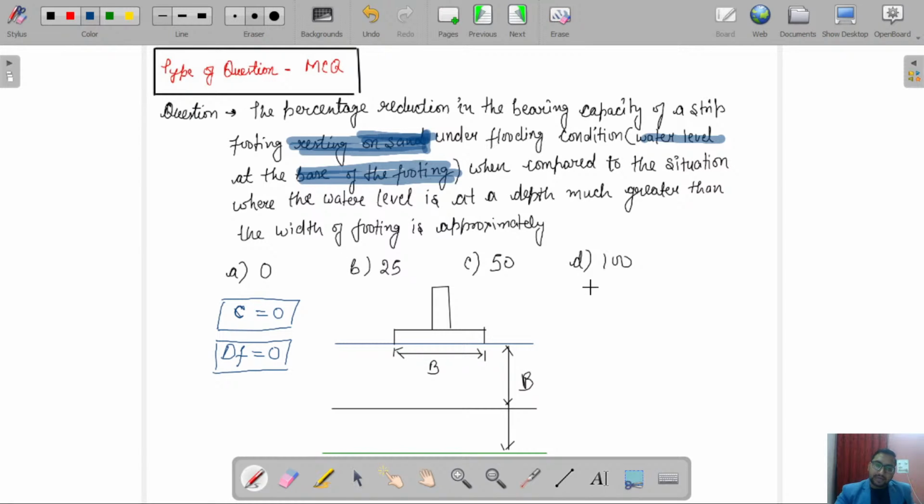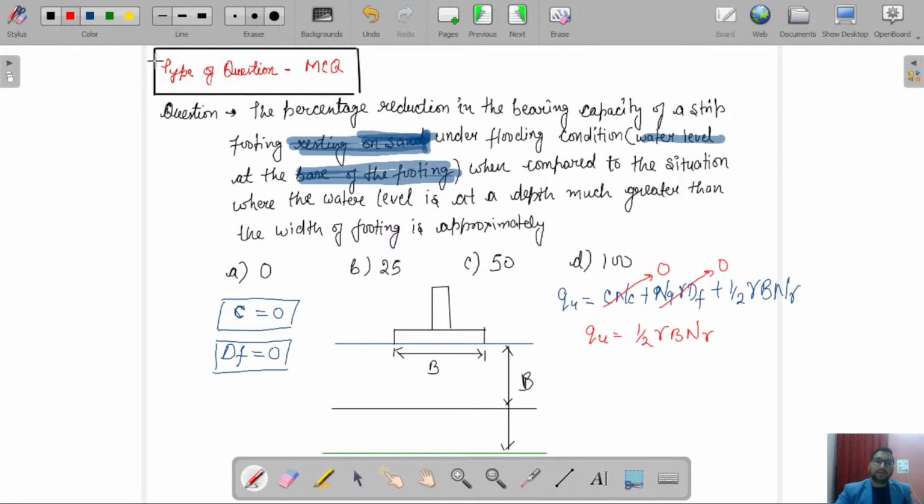Now if I calculate QU according to Terzaghi, it is C N_C plus N_Q gamma D_F plus half gamma into B into N gamma. Now if C value is 0, this term is going to be 0. If D_F value is 0, this is going to be 0. So your QU relation becomes half gamma B N gamma.